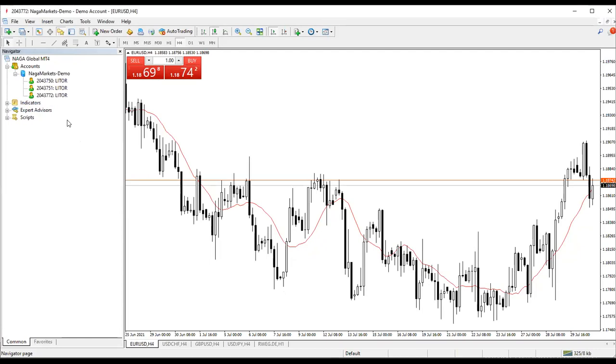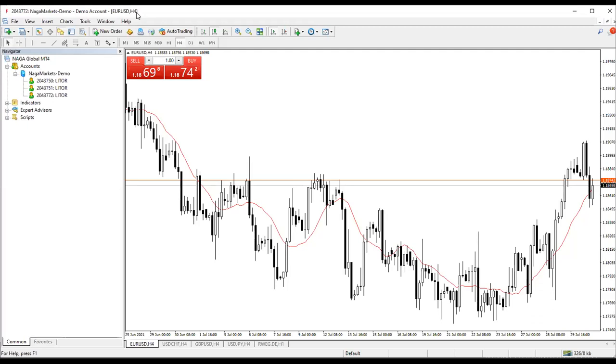As I explained earlier on, this is the navigator window. What happens here is this. When you go to your navigator window, what you are going to see is accounts, indicators, expert advisors, and scripts.